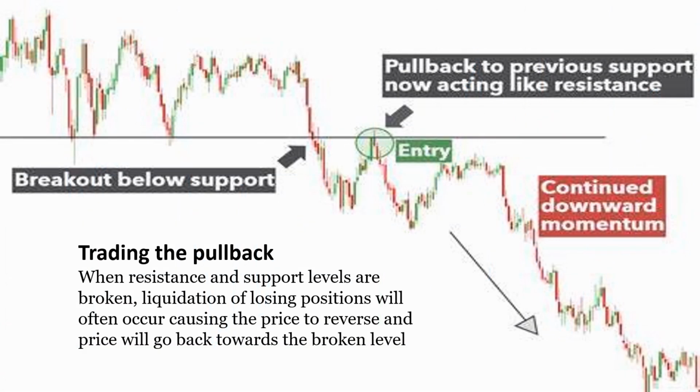Another way to trade support and resistance is by using pullbacks. When resistance and support levels are broken, liquidation of losing positions will often occur, causing the price to reverse and the price will go back towards the broken level. This phenomenon is the main reason why broken support levels become resistance whenever they break. Instead of entering right on the break, wait for the price to make a pullback to the broken support or resistance level and enter after the price bounces.